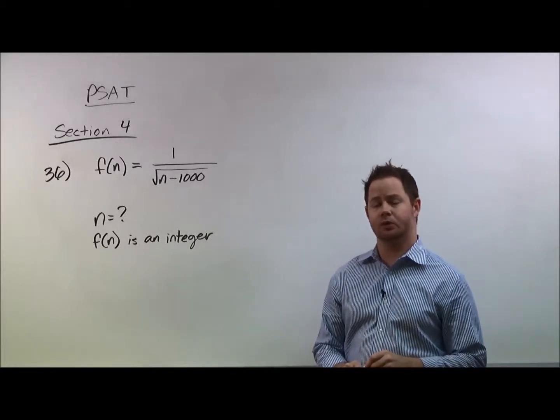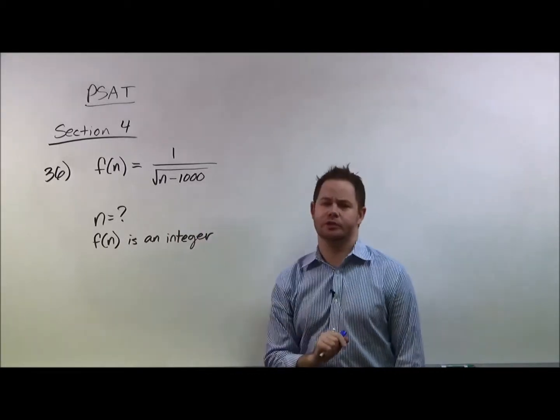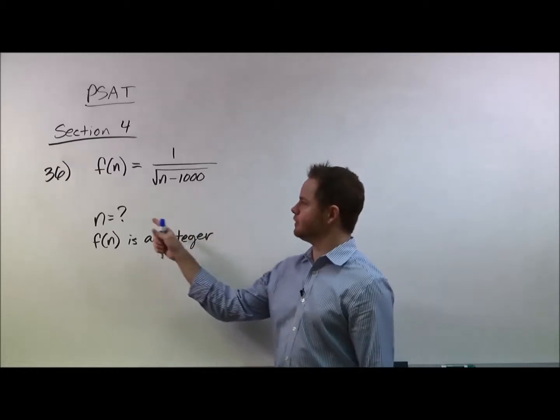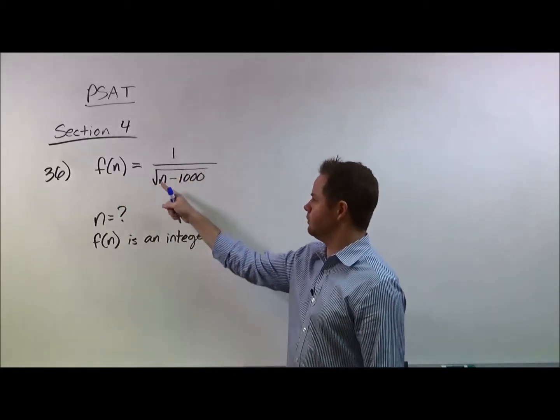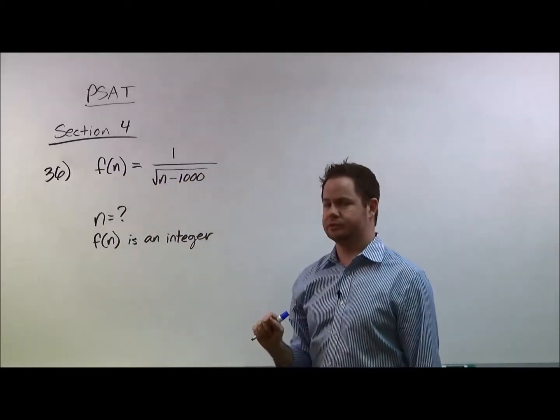We're in section 4, which is a math section. We're taking a look at question 36. They give us this function, f of n equals 1 over root n minus 1,000.